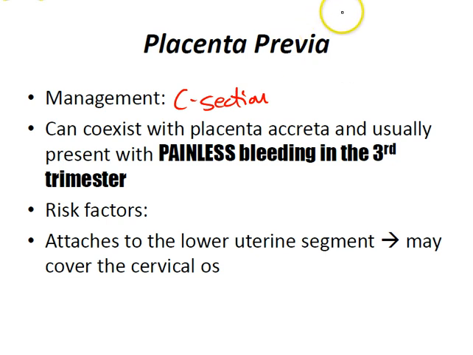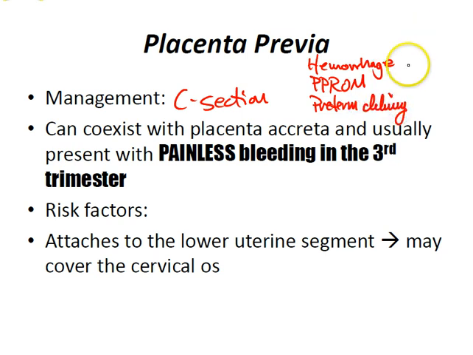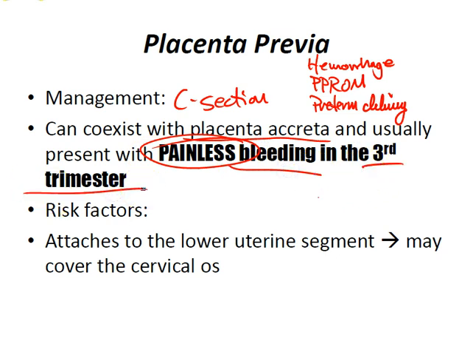Now, complications from placenta previa include hemorrhage, PPROM, preterm delivery, and increased risk of hysterectomy with delivery. It can coexist with placenta accreta, and usually presents with painless bleeding in the third trimester. Painless bleeding in the third trimester.